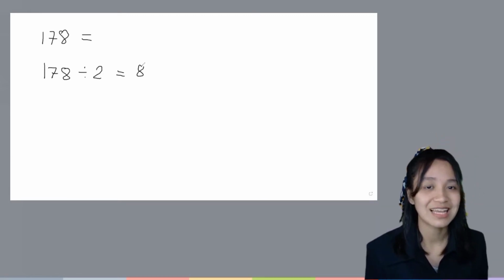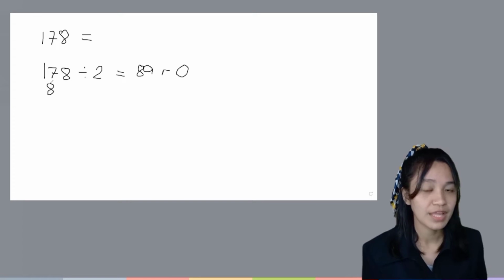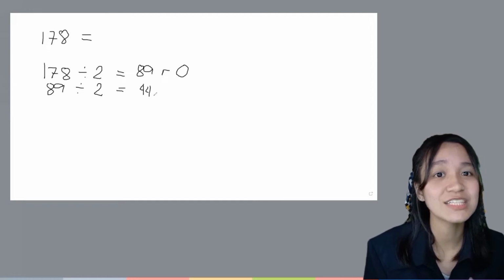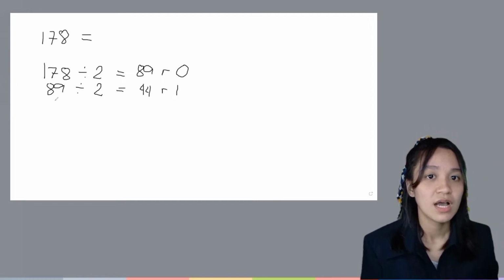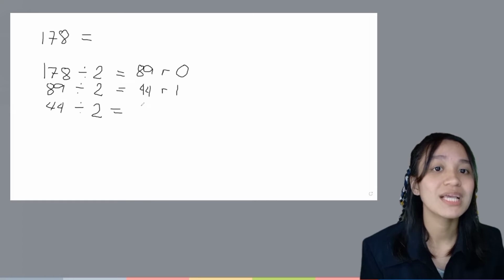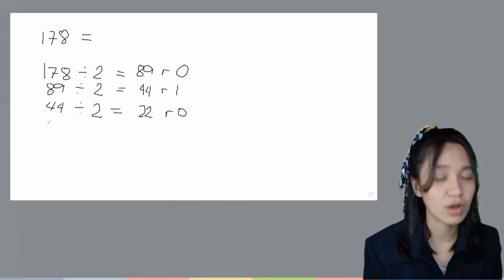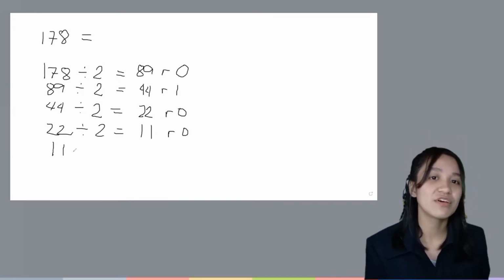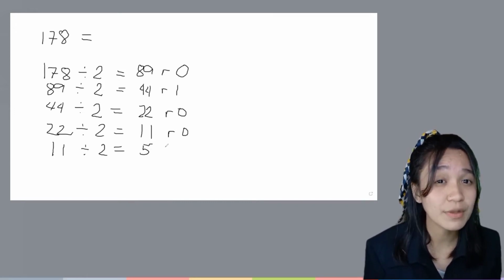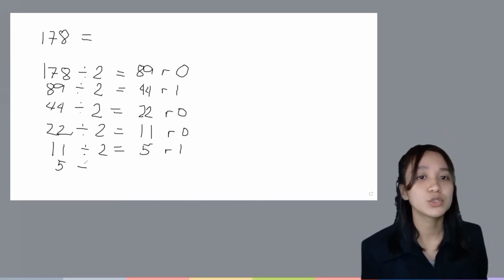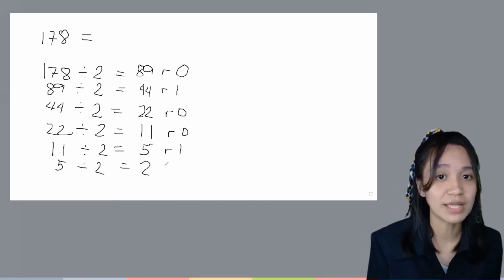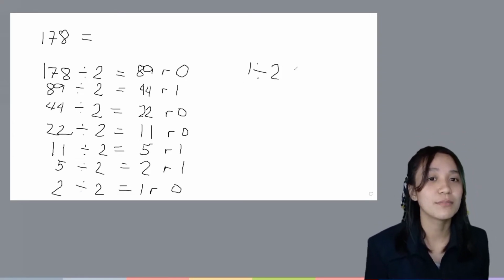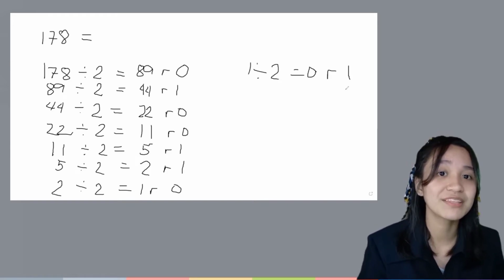So what this means is that it's 89 remainder of 0. 89 divided by 2 is 44.5, so it's 44 remainder of 1. Then 44 divided by 2 is equal to 22, remainder is 0. 22 divided by 2 is equal to 11, remainder is 0. 11 divided by 2 is equal to 5.5, remainder is 1. 5 divided by 2 is equal to 2.5, remainder is 1. 2 divided by 2 is equal to 1, remainder is 0. 1 divided by 2 is equal to 0.5, remainder is 1.